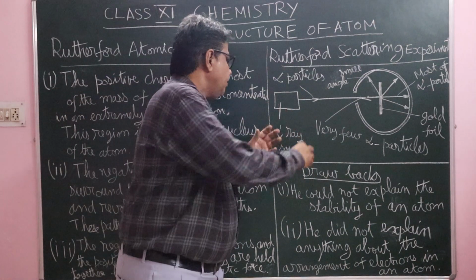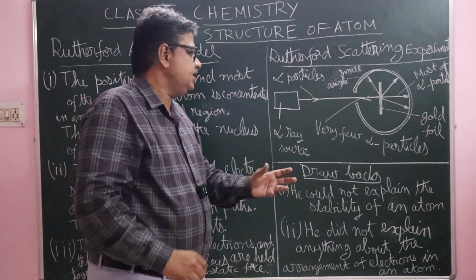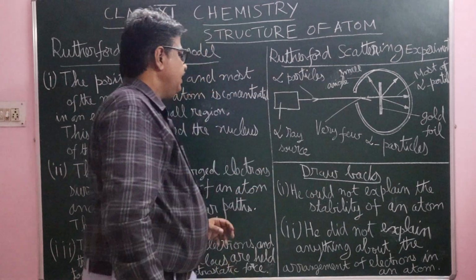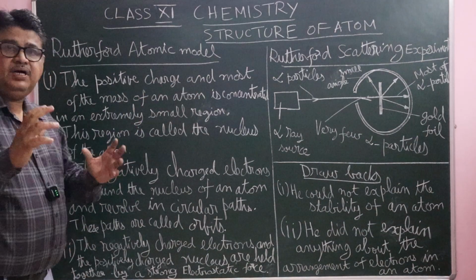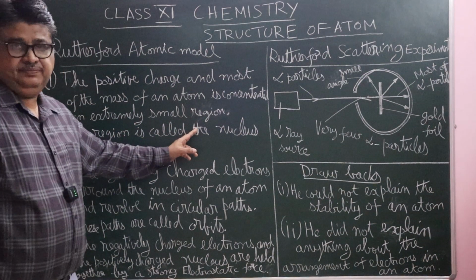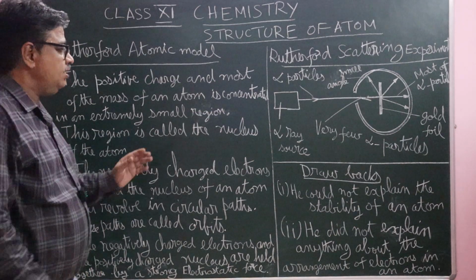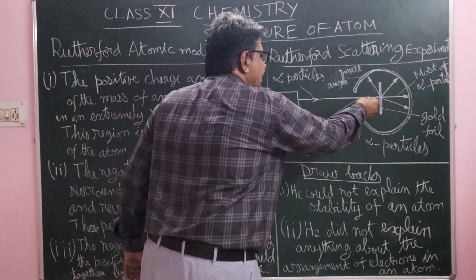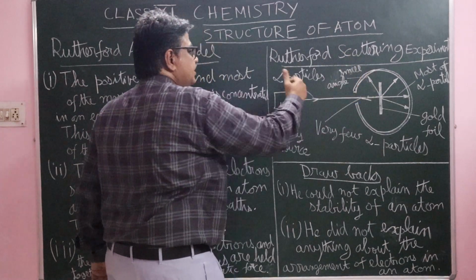That is, because the alpha particles are deflected back. That means he has come to a conclusion that the atom consists of positively charged particles. Therefore, he has concluded that the positive charge and most of the mass of an atom is concentrated in an extremely small region. This region is called the nucleus. Therefore, these alpha particles hit the nucleus and the positive charges in the nucleus deflect the alpha particles back.